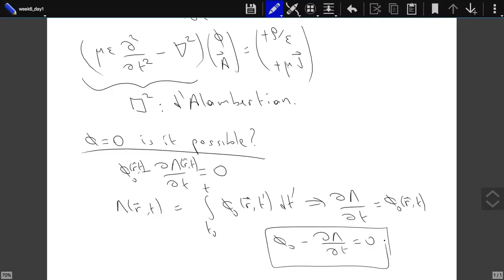Because you might be tempted to use this gauge where phi is 0, but your friend might be tempted to use some other gauge in which phi is non-zero. So if these two potentials correspond to the same electric field, there should be some lambda that satisfies this condition, that transforms one to the other one. And it turns out that the lambda that you should choose is this one.